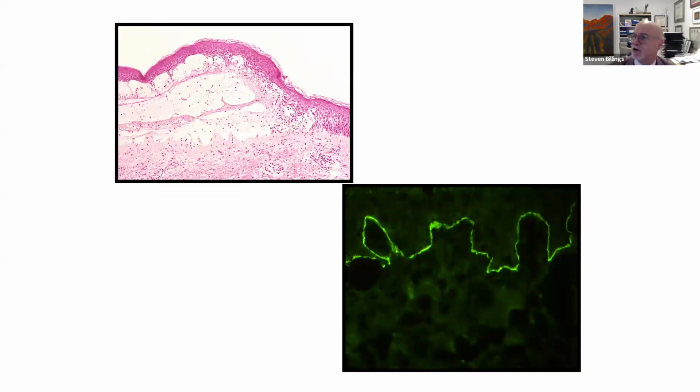So this is a classic case of bullous pemphigoid. You can see the subepidermal blister. There's no remnant basal layer here. Blister cavity filled with eosinophils. And then on direct immunofluorescence, you see linear deposition of both IgG and complement C3.